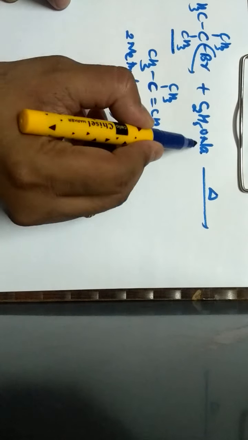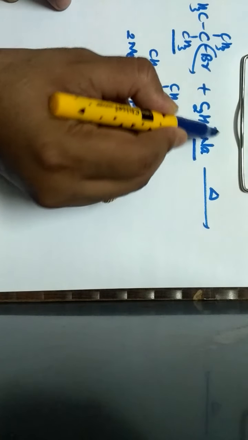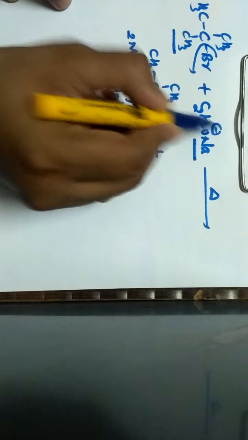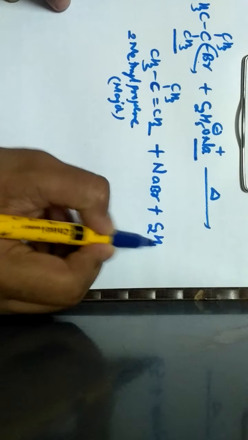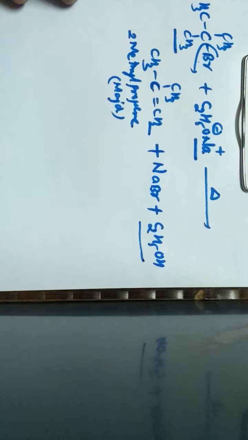So here what is left out? This is ionized as C2H5O minus and Na plus. This Na plus takes away Br to form NaBr. From this, hydrogen is eliminated as a proton which combines with C2H5O minus, so that I can write it as C2H5OH. So this is the method when a tertiary alkyl halide is subjected to Williamson's ether synthesis.